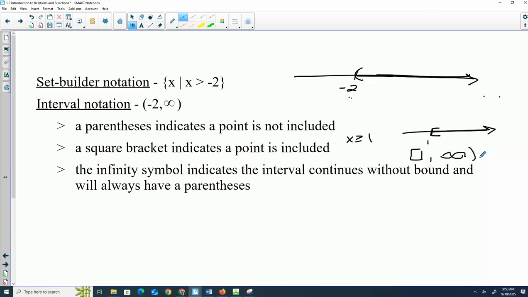Do you guys remember using this notation in Algebra 2? Good. Infinity just means it goes forever. We have positive and negative infinity. It always gets a parenthesis. You can't equal infinity. It's not a specific number, so always use a parenthesis there.